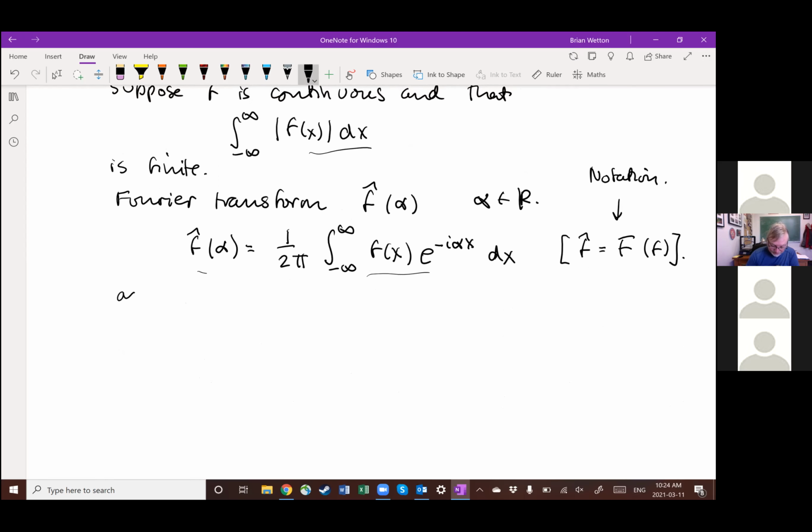Okay, and if you want to recover the function back, it's an invertible operator. You just take the integral of the transform times these oscillatory components with wave number alpha. And this works pointwise with the conditions that I've given at the beginning. So this is f inverse of f hat.